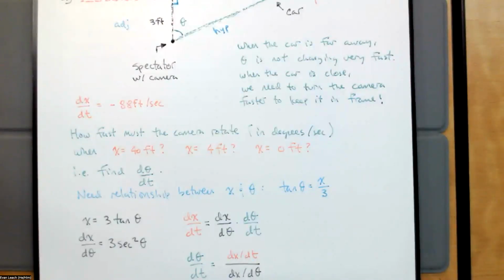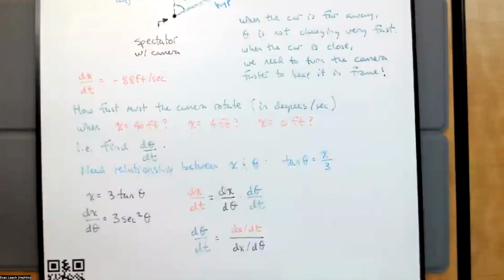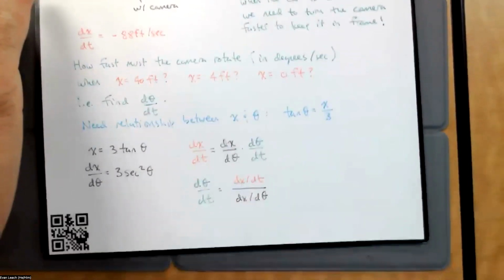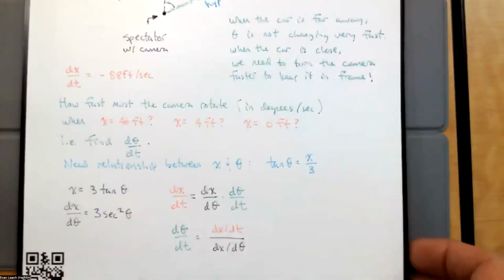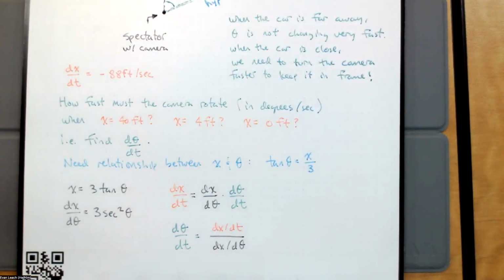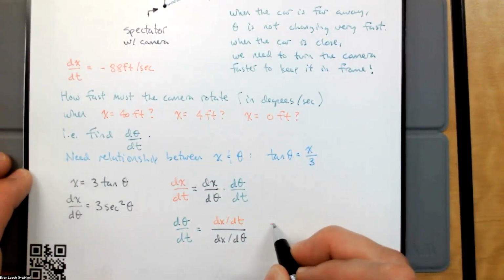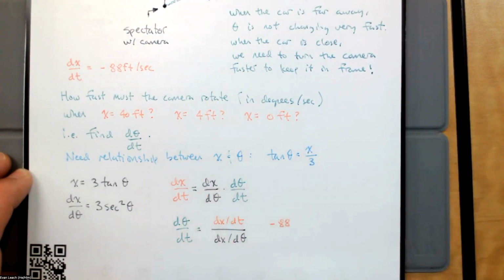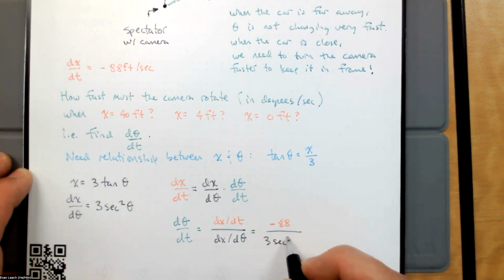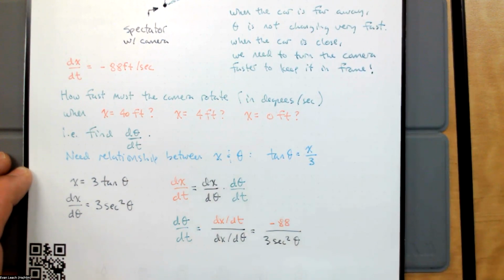Any questions? It's just a 2 out of 3 problem. There's three things, three related rates. We know two of them, so we can just divide to find the third one. The dx dt is a constant negative 88. Dx d theta is 3 secant squared theta.